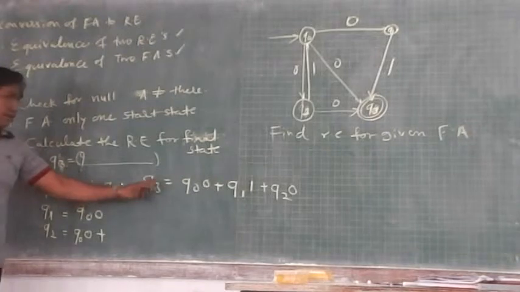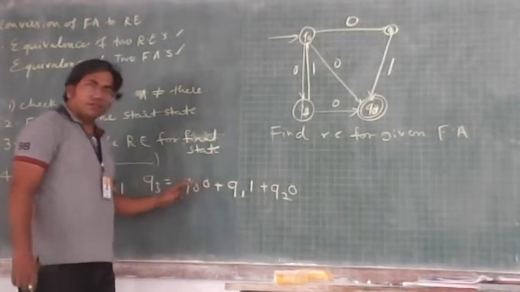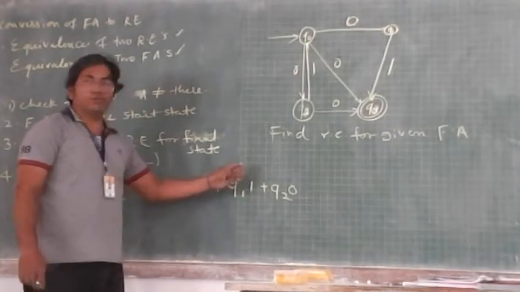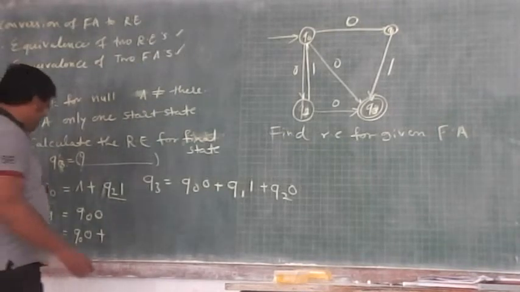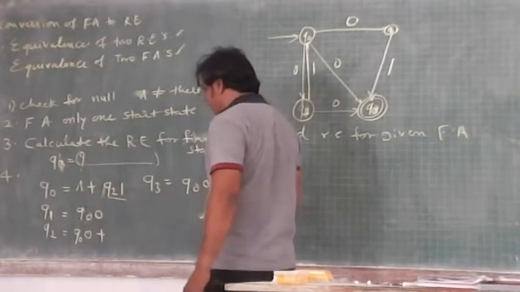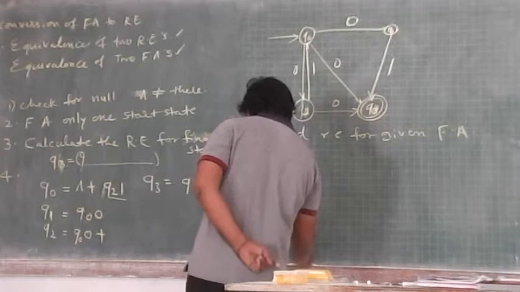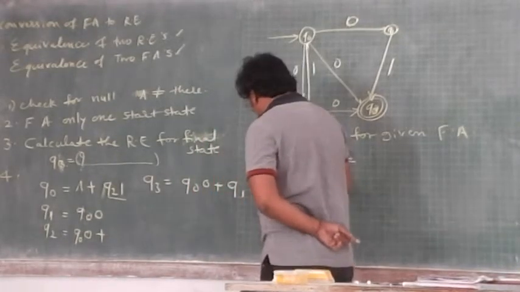So Q3 is this one. It has various states like Q0, Q1, Q2. Our job is to remove these Q0, Q1, Q2, meaning replace them by some expression. Okay, so how can I remove them? Q2 is this one, Q1 is this one, Q0 is this one. So all these values I can simply substitute. What should I get? Q3 is equal to, I remove this.